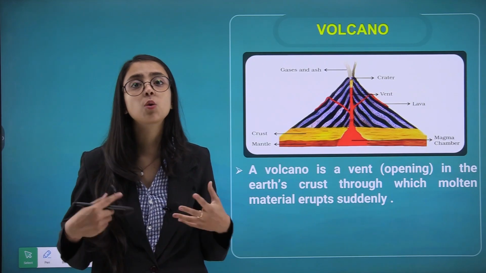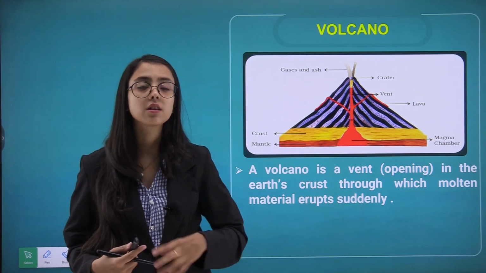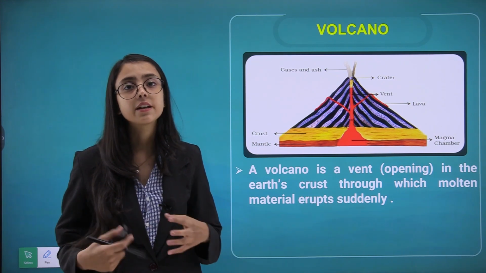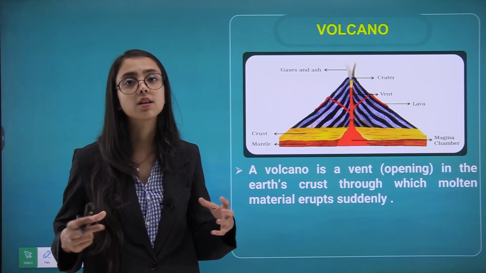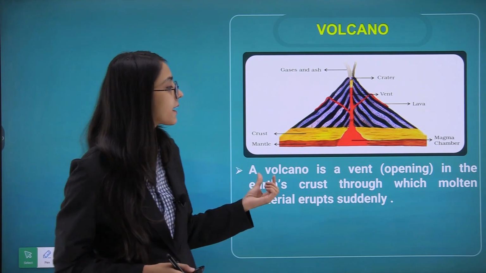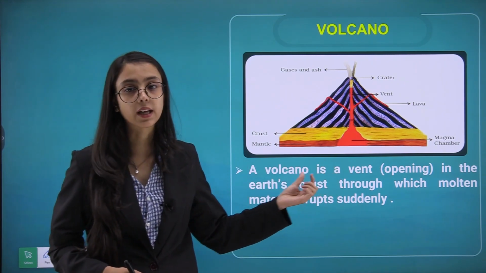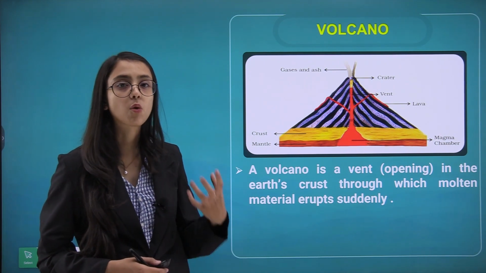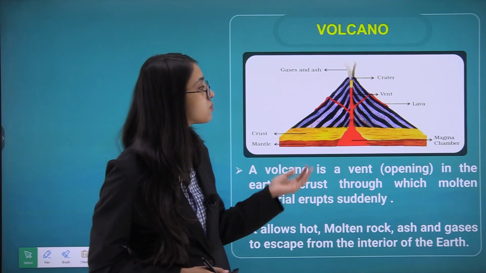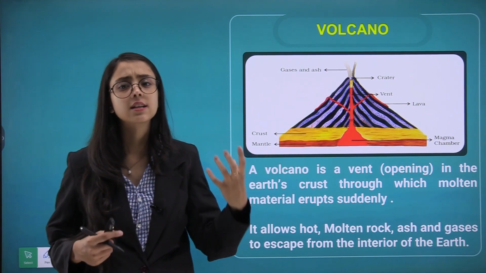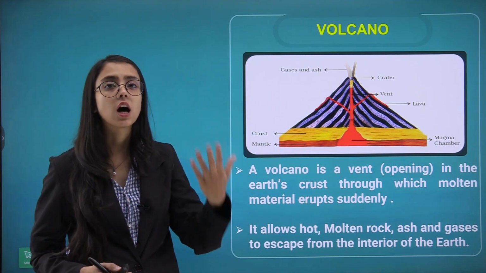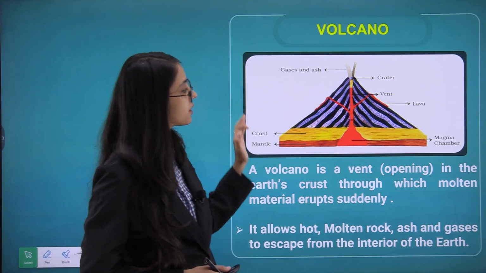Now let us talk about volcanoes. Volcanoes are another form of landform which result in different kinds of volcanic eruptions, with lava coming out from the mantle of the earth. A volcano is a vent, an opening in the earth's crust through which molten material erupts suddenly. It allows hot molten rocks, ash and gases to escape from the interior of the earth to the outside.